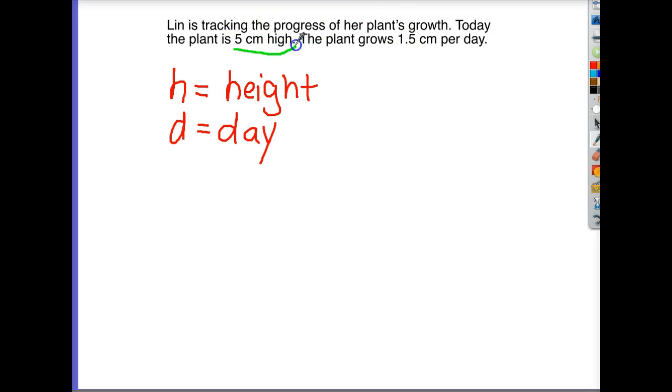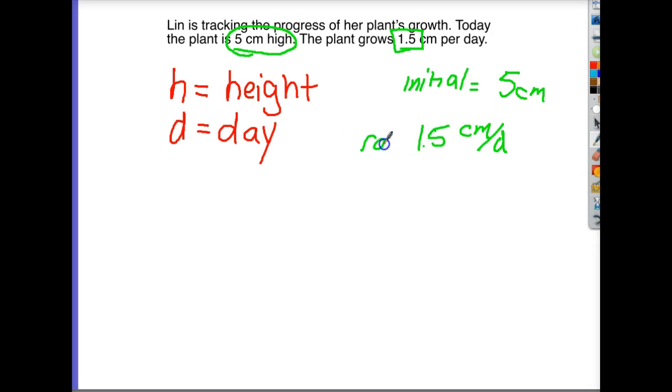Today the plant is 5 centimeters high. That's where I start. Initial is 5 centimeters. And we grow 1.5 centimeters every day. So that's changing. This is my rate.